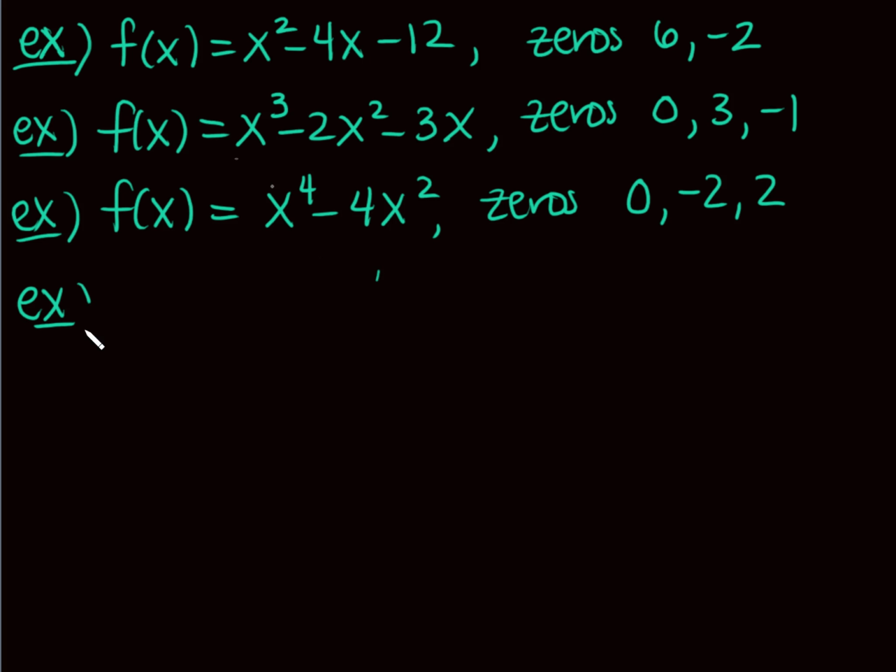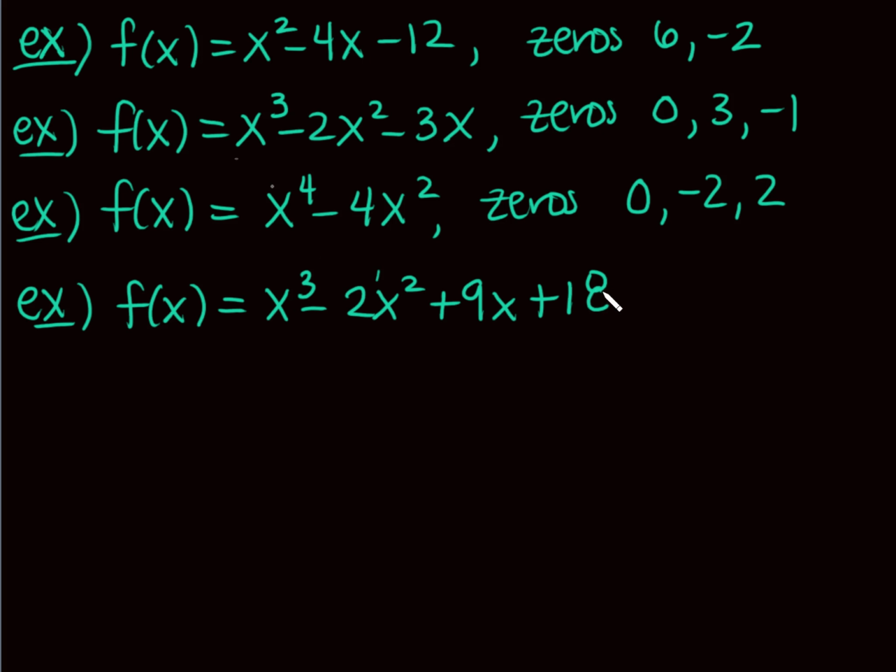Sometimes it just takes a couple algebra tricks. If we had something like x cubed minus 2x squared plus 9x plus 18, remember, this is when we factor by grouping. Take out an x squared, you're left with x minus 2. Here, what can I take out? I can take out a 9. Oh, I messed up. Sorry.